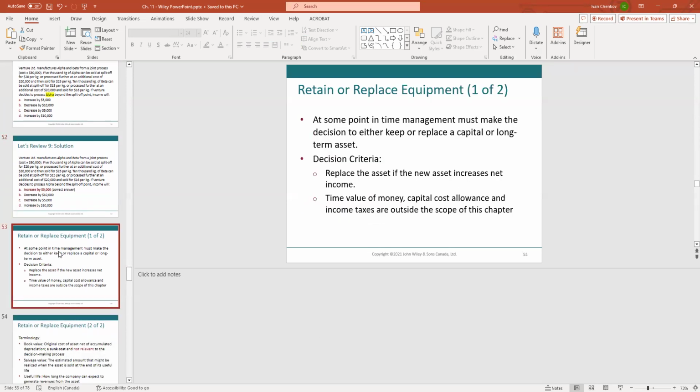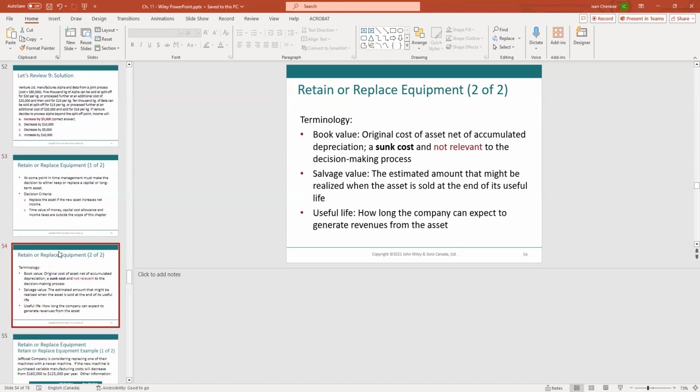Okay. So now, shall we keep what we have or replace it with a new one? This is another decision that you have to make as a manager. Now, decision criteria. You're going to replace this asset if the new asset increases the net income. Again, we forget about the time value of money. Capital cost allocation, income taxes, those are not part of this. Book value. What will be the book value? Book value will be the original cost of the asset. Sunk cost, remember, never relevant.